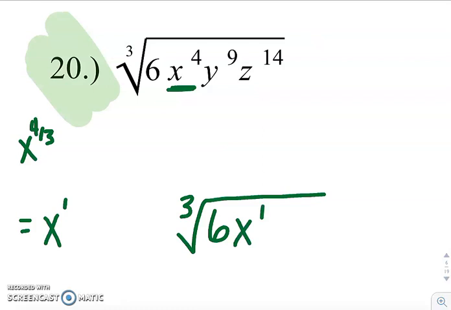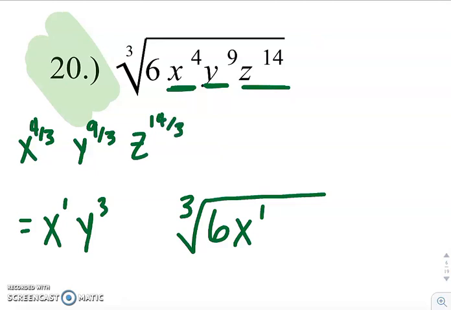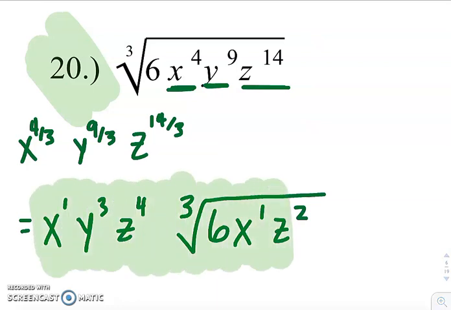What about y to the 9th? 9 divided by 3 is 3, with no remaining. And then z to the 14th. 3 goes into 14 four times, which is 12, so there would be 2 remaining. If they aren't a perfect root, then there will be values left underneath that radical, whatever the root might be.